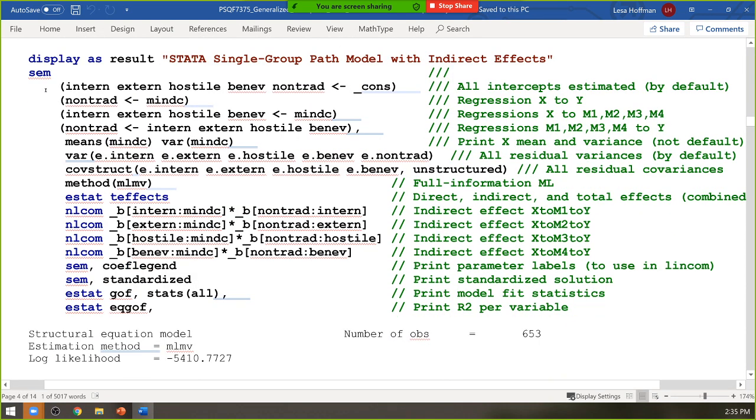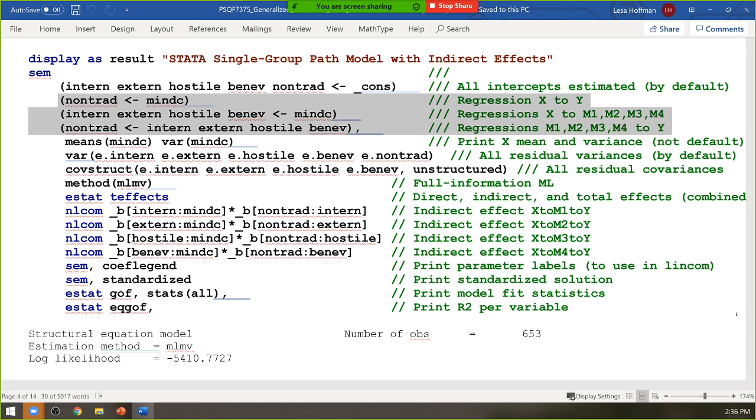Your code looks similar to the other example that we did. The intercepts are referred to right here as the prediction of the constant onto each outcome. You don't have to type that if you don't want to. This is the part that you do have to type, the regressions between variables. So the first one is x to y. The second line gives x to each of the mediators, and the third line gives each of the mediators to the outcome.